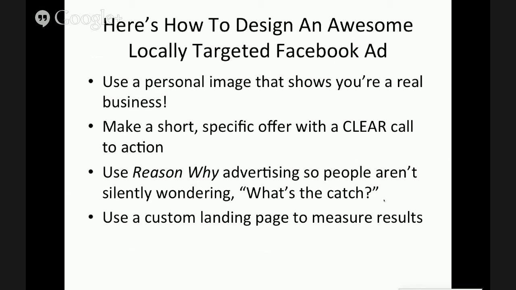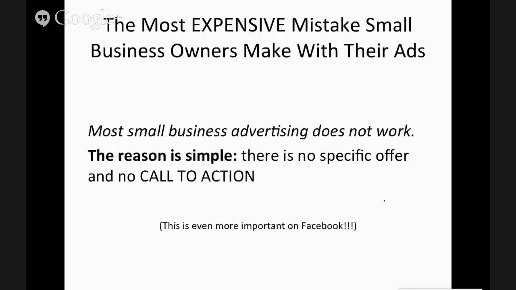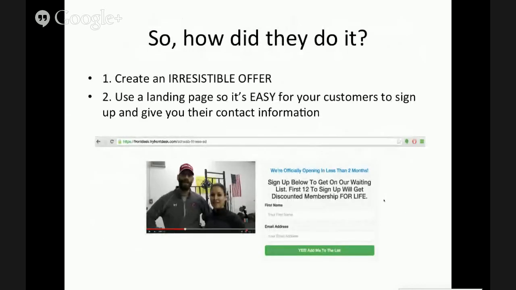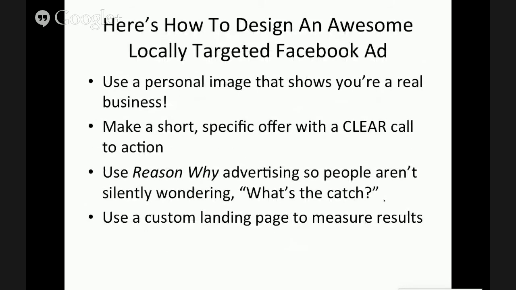So let me go back here quick and show you the landing page for Schwab Fitness for their local gym. You see here, the image they used on their landing page is a picture of them. That's the Schwabs. That's them in their gym. You can see a pull-up rack in the background. So just having that picture on their landing page proves that they're real people. This is a real locally owned business. So it's really important to use a personal image on your landing page just to prove that you are a locally owned business.